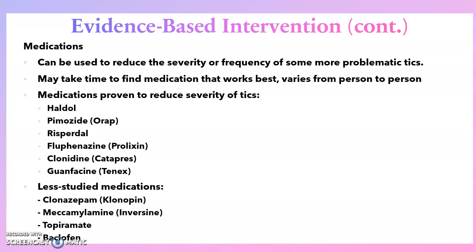Less studied medications are Klonopin, Imbrucine, topiramate, and baclofen. And Klonopin is typically used as an anxiety medication. Topiramate is typically used for seizures, and baclofen is actually a muscle relaxer.